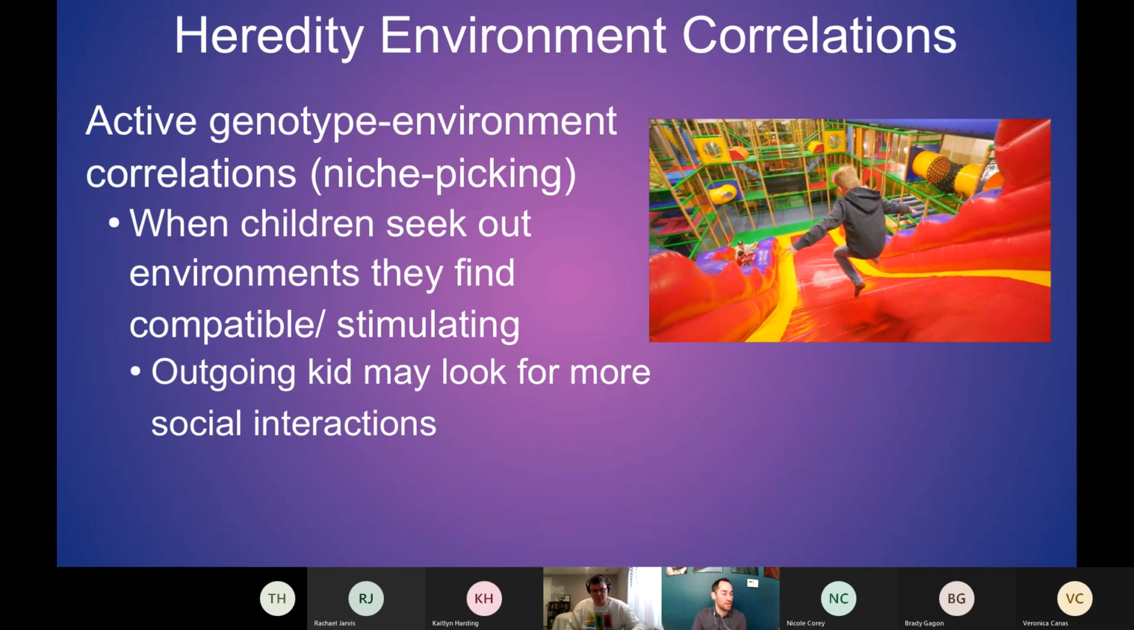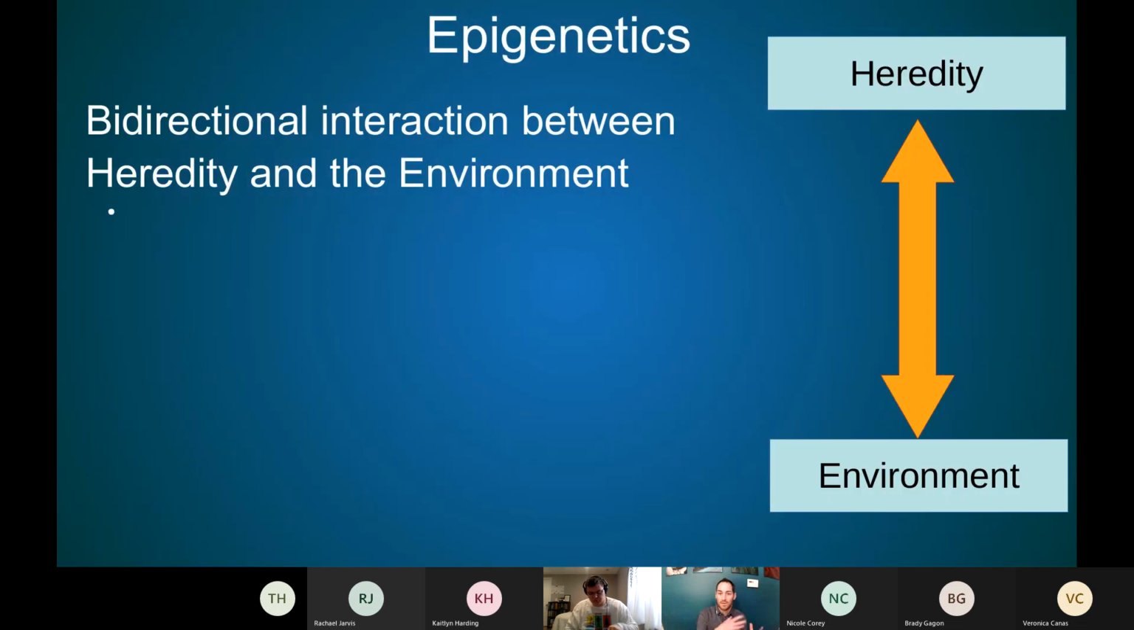So that's the active genotype environment correlation, where they pick, niche picking is that child is picking these areas that are supportive of their tendencies. So that's one way that heredity and environment can relate to each other. They have the genetic tendencies. Is the environment already supportive of these tendencies? Do they then elicit the supportive environment, or do they pick a supportive environment?